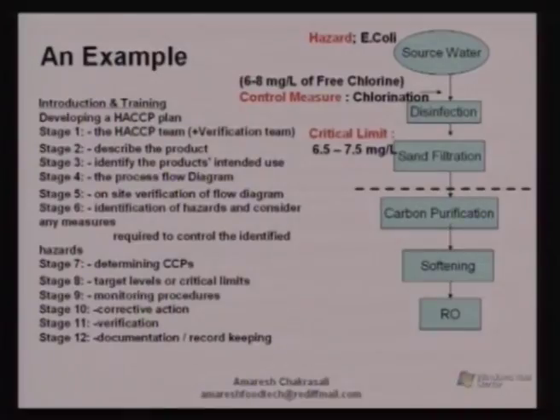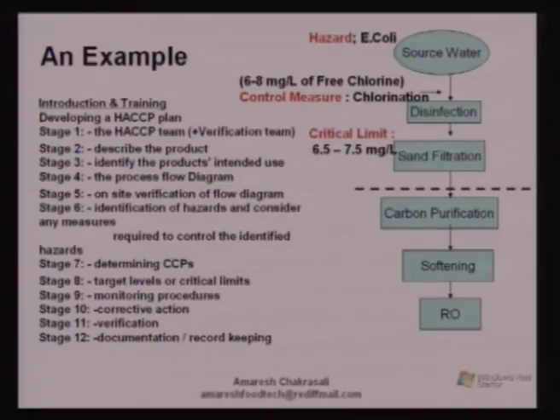Now let's take this example. This example deals with implementing a HACCP system at a water treatment plant. In a water treatment plant, source water is the major raw material, or you can call it 100% raw material. Here water is subjected, as a first step, to hazard identification, risk identification and hazard analysis.